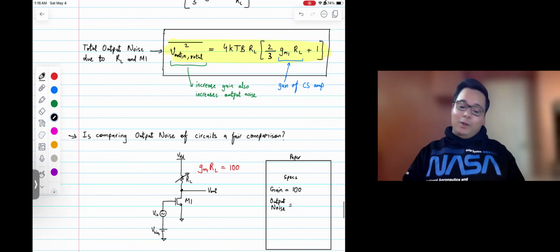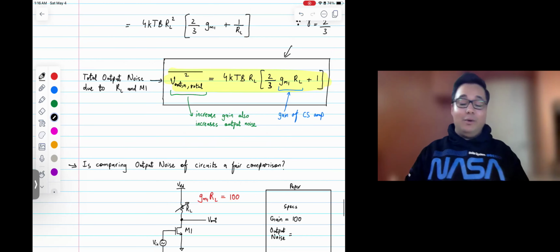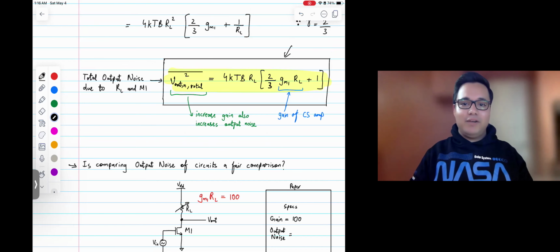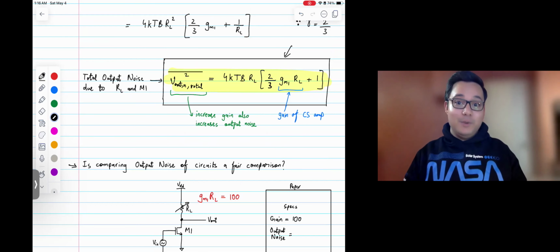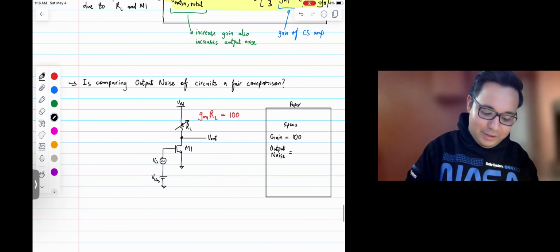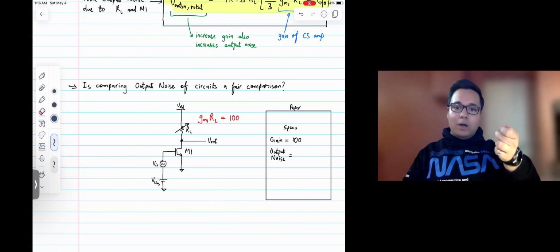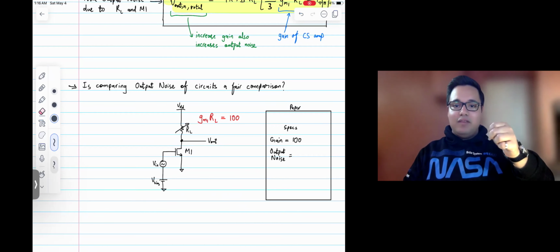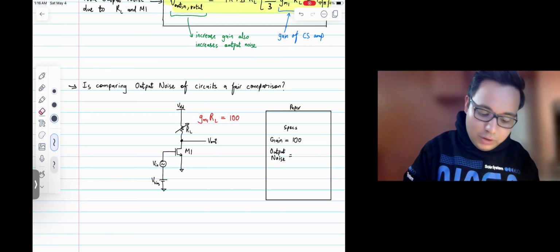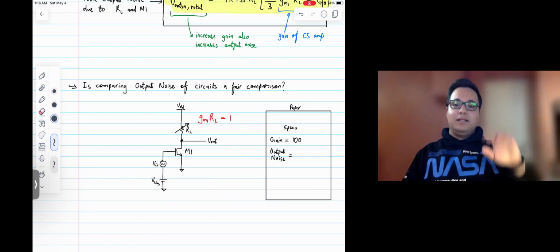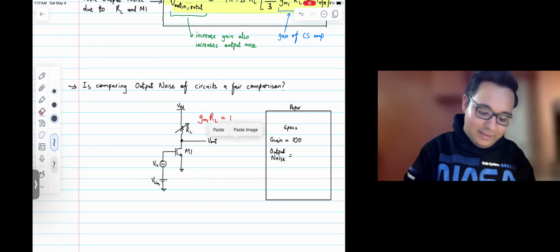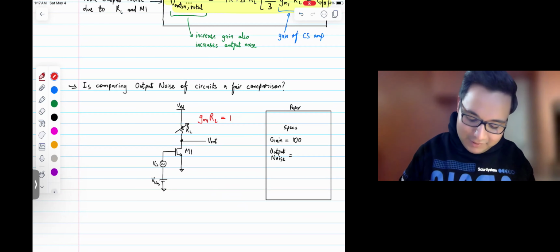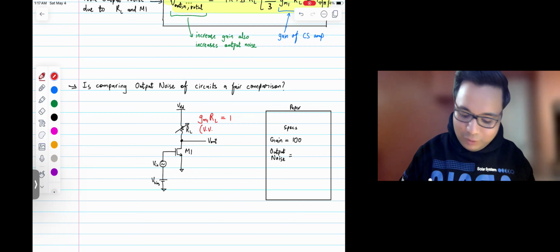So being very knowledgeable about this noise equation, about this total output noise of a common source amplifier, I realized that if I can reduce the gain, I can reduce the noise. So I tune this gain lower by adjusting the value of RL to the lowest possible gain. Let's say a gain of 1, just a buffer. And at this gain, I get very, very low noise.